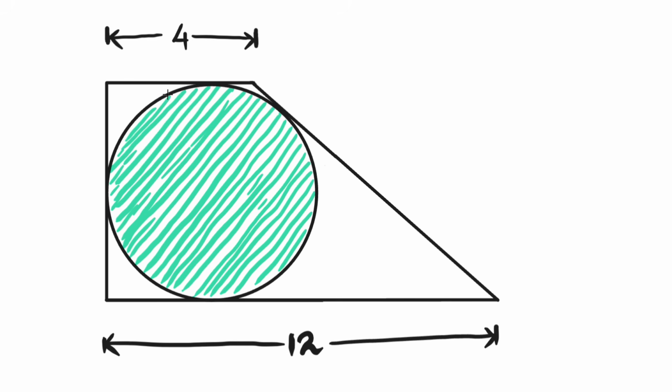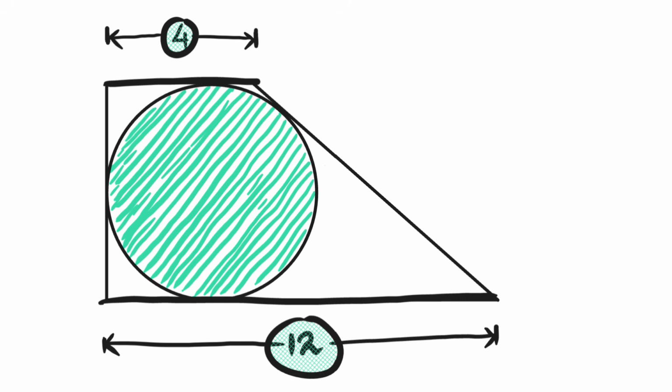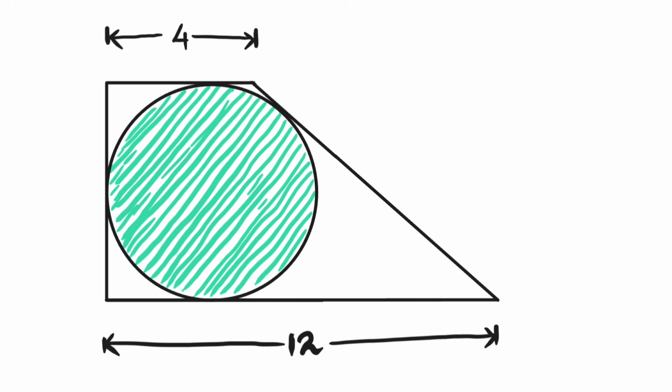The shaded circle touches the left side, the top side, the bottom side, and the slanted side. The top horizontal segment has length 4, and the entire bottom horizontal segment has length 12. Both angles on the left are right angles, and the question asks for the area of the shaded circle. So let me call the radius of the circle r.